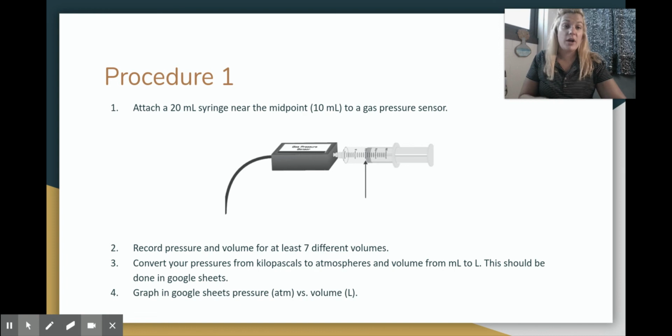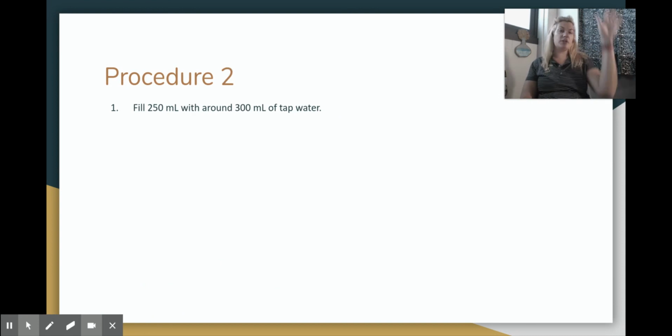And then we're going to graph. We're going to do pressure versus volume to see the relationship. And then we're going to change it to 1 over atmospheres versus liters. And when I do data analysis, we'll talk about why we did that. Okay, so that was the first procedure.